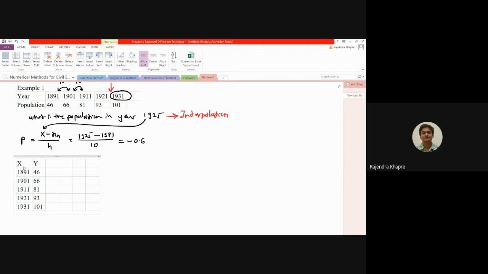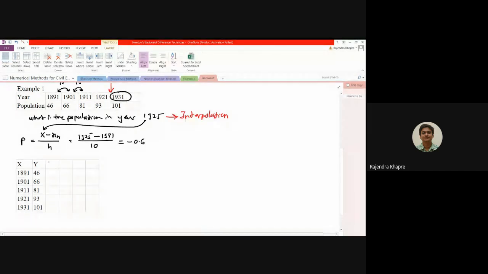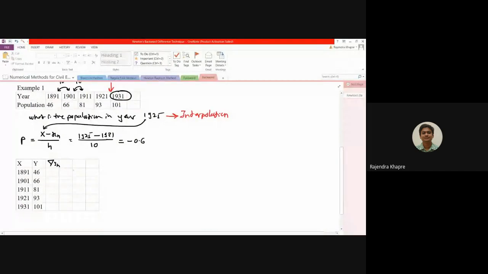Last time, if you remember, here we had written delta y0. But this time it will be delta yn. To make it simpler, for the backward method we are going to write down all the equations at the bottom. Earlier we wrote 66 minus 46; the same values we are going to write here, but from the bottom. So here I am going to write 101 minus 93.